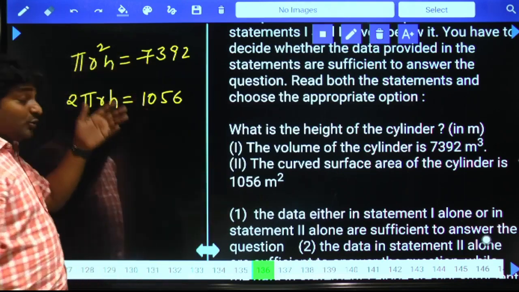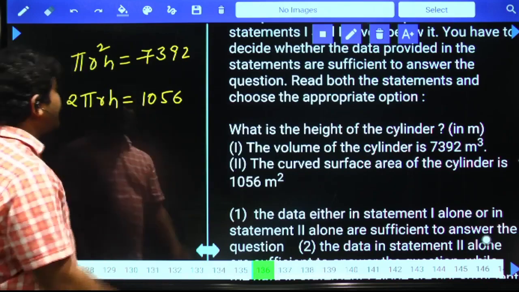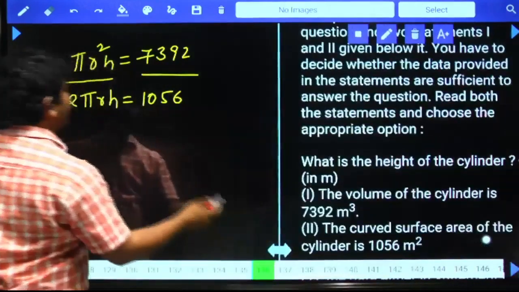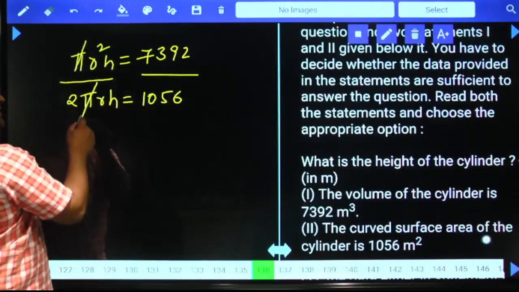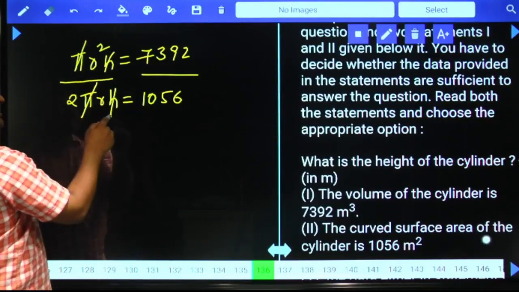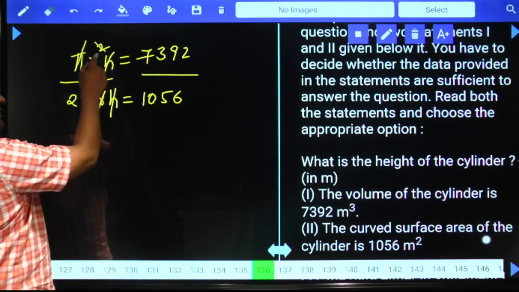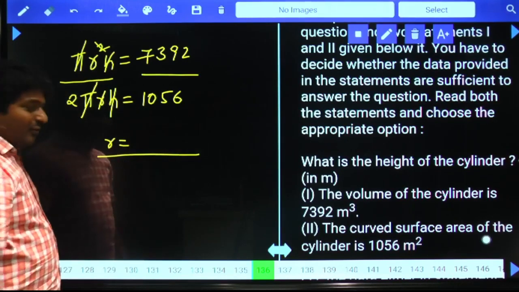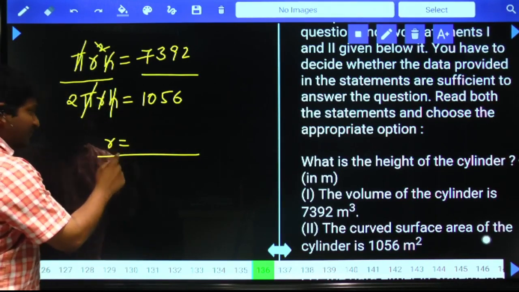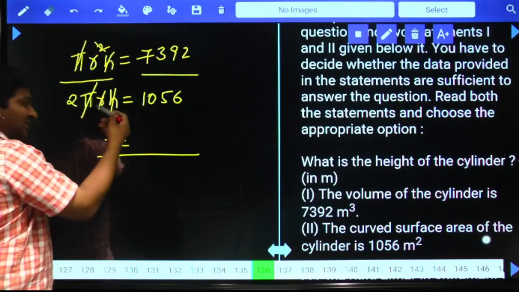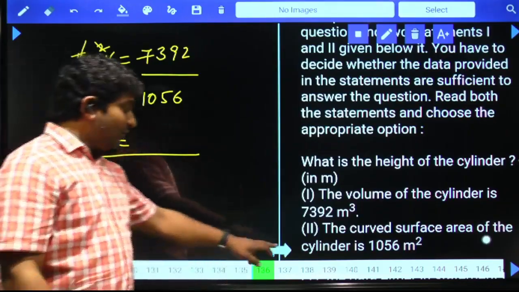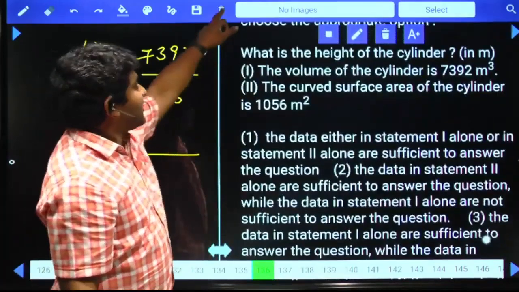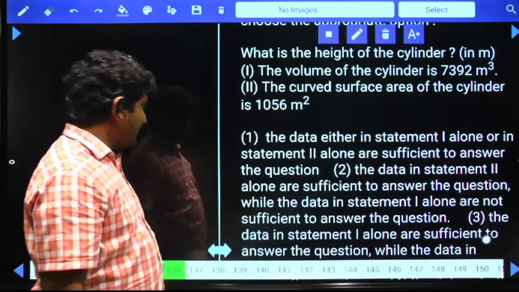Can you use 1 and 2 both to get the height value? Yes. If you divide one by the other, pi gets cancelled, h gets cancelled, and r gets cancelled with r square, so we have r by 2. Using this we will get to know r. Once we have the r value, you substitute it in either the first or the second one, and definitely we will get the answer. So both statements are necessary to answer this question. Next, 137.